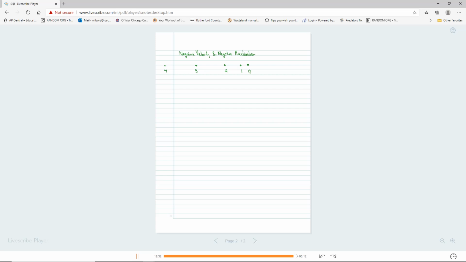So those are motion diagrams. We're going to do position time later. Let's come back to those questions that I gave you to work, which you should do on your own paper and turn into me. So let's swap computers.